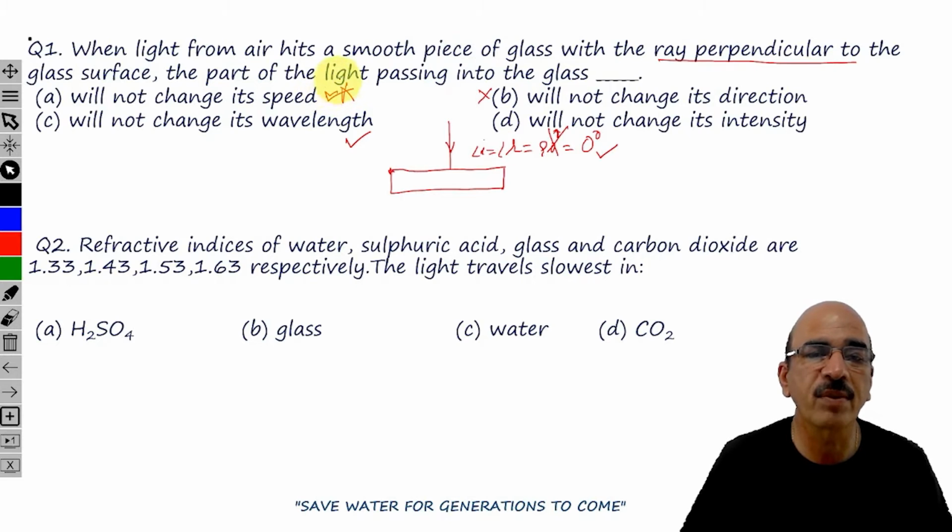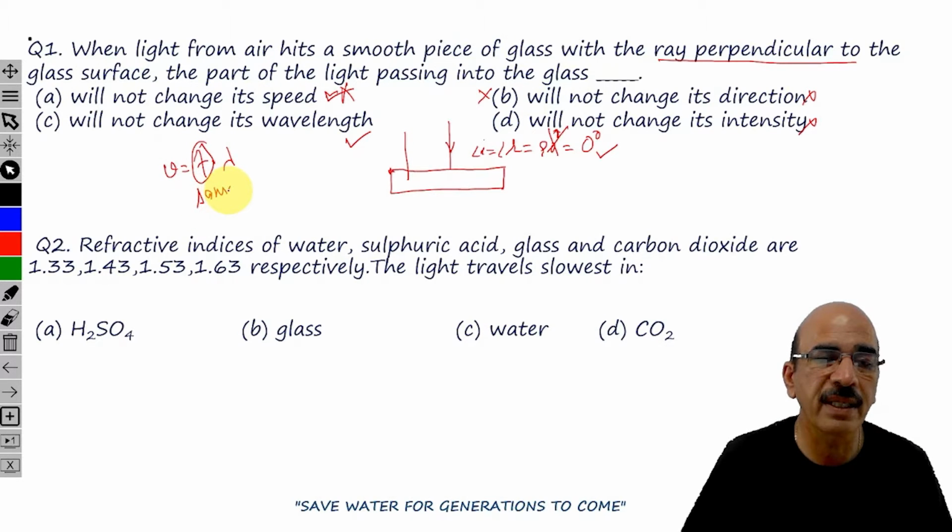Because when light travels from one medium to another medium, rarer to denser medium or denser to rarer medium, its speed always changes, irrespective of the angle of incidence. So this option is also not correct. Will not change in intensity, this also will not be the answer. And will not change its wavelength? Wavelength is changed, because we know that velocity is equal to frequency into lambda. So when light travels from one medium to another, its frequency remains same, but wavelength is changed. And this says will not change its wavelength, so this option is not correct.